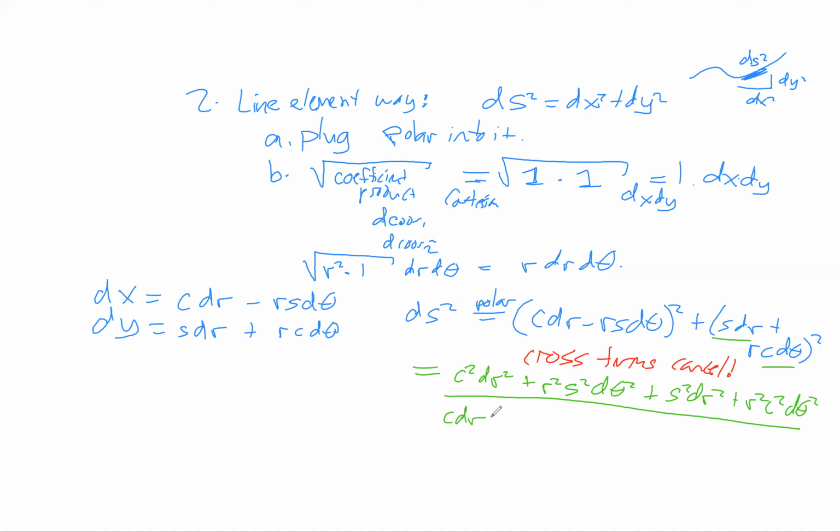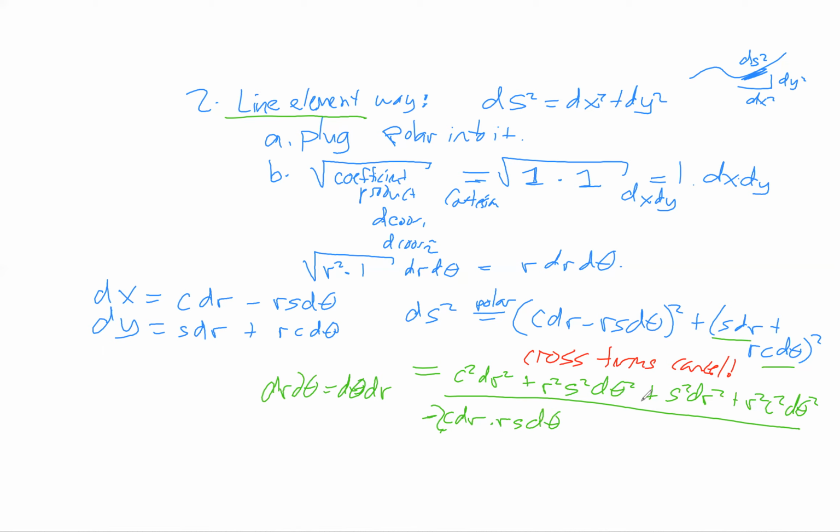So c dr, and we put a negative sign, rs d theta, and I'm going to put a 2 here because in line element land, we're going to allow dr d theta equal to d theta dr. Don't ask me why. The reason is kind of technical, but if you just follow the rules, it'll work. And it kind of makes sense, right? There's no orientation for arc length. That's really what it comes down to here.